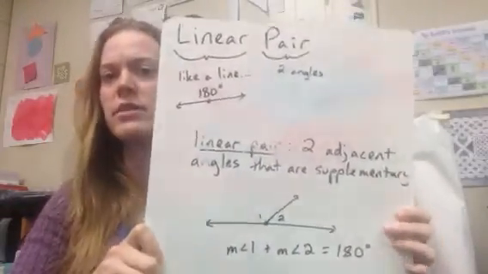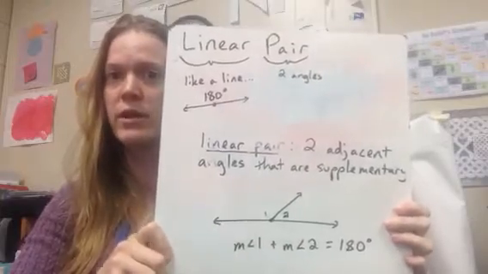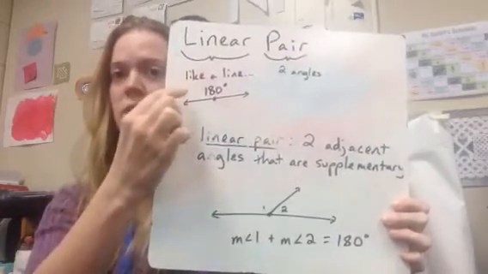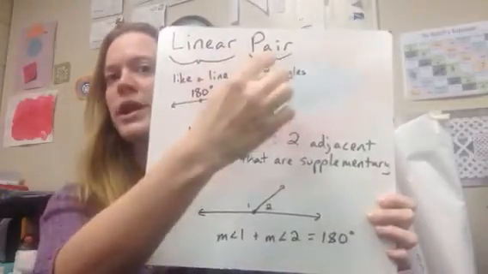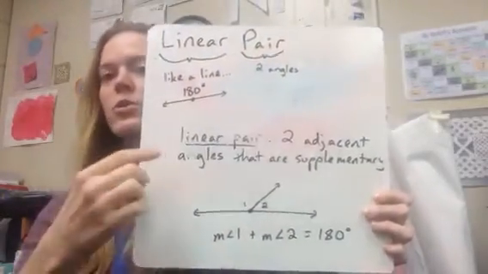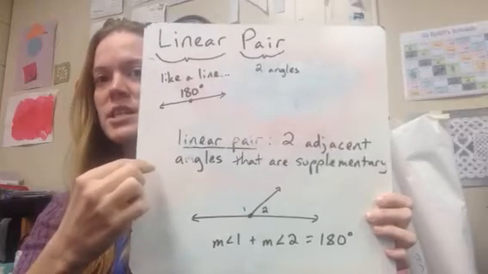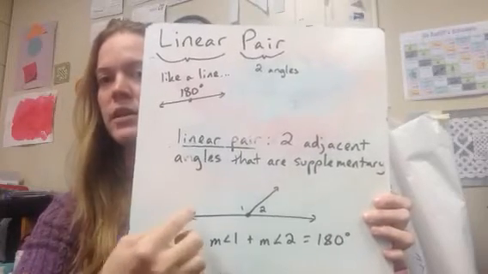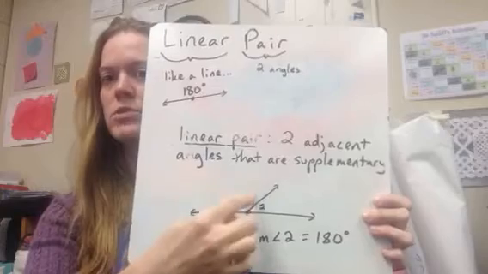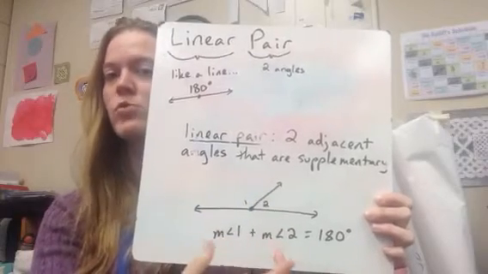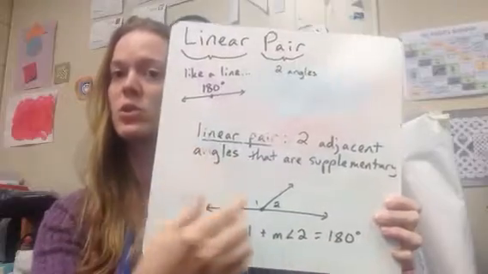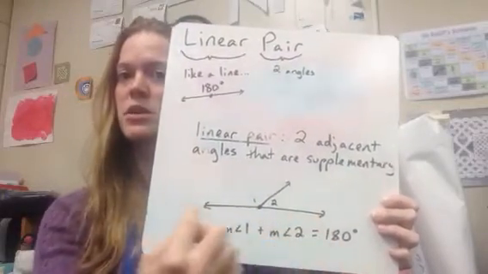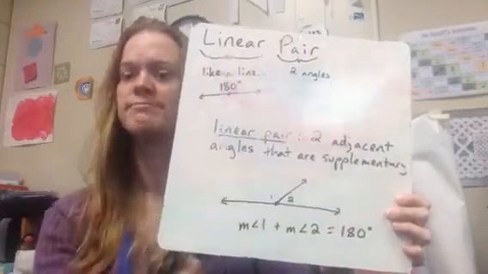Alright. If they are touching, then we've got what we call a linear pair. So linear, it's like a line, which means we have a straight angle, so it's got 180 degrees. And then pair means that we have 2 angles. So a linear pair is 2 adjacent angles that are supplementary, like this. So the measure of angle 1, this one, plus the measure of angle 2, we don't know what those measures are, but we know together they equal 180 because these are a linear pair, because this is 180 degrees. It's a straight line.